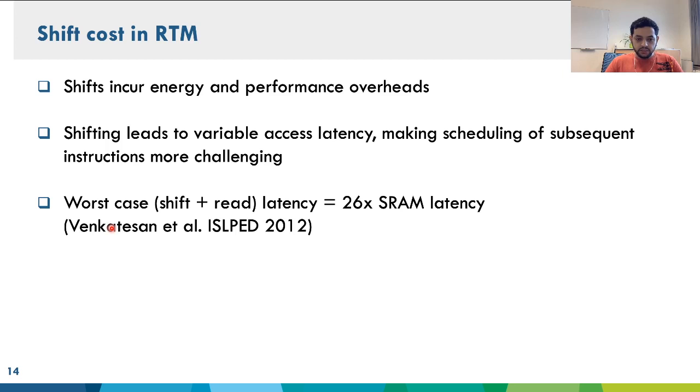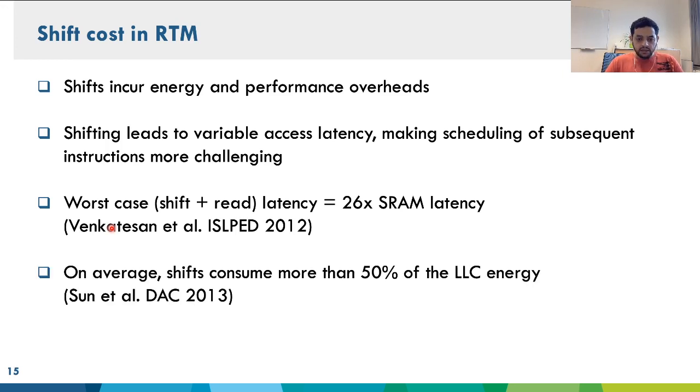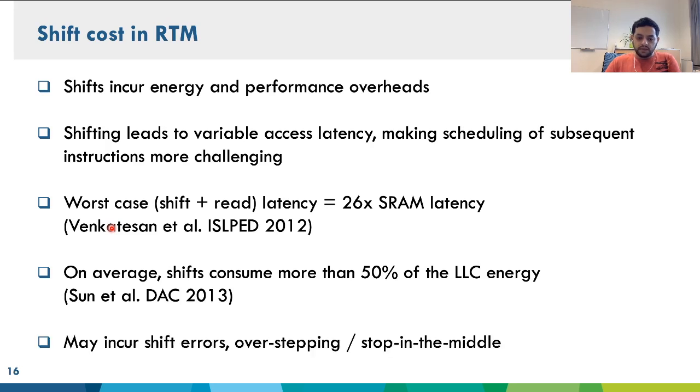It has been evaluated in previous work, and it has been shown that in the worst case, the shifting plus read latency can be up to 26 times. On average, evaluated at the last level cache, it has been shown that shifting consumes more than 50% of the cache energy. And then there is still another problem.